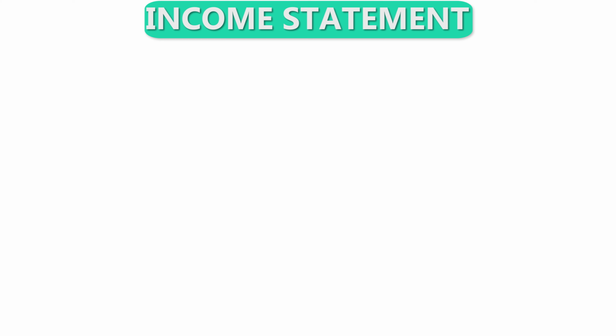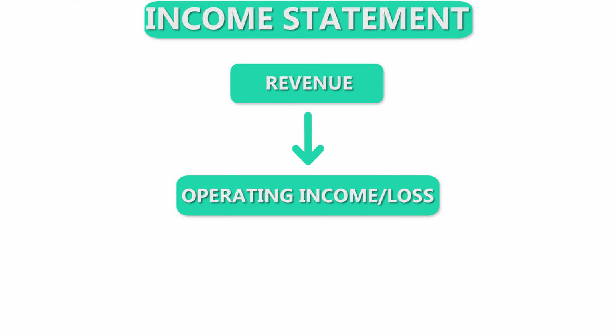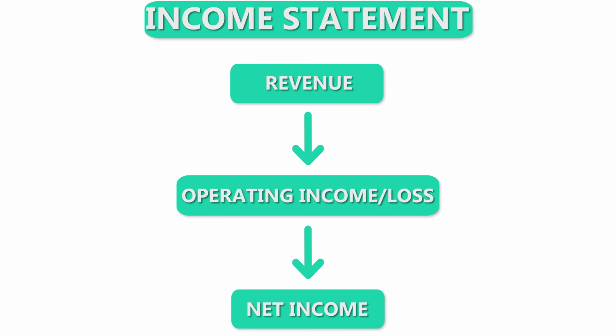So when you take a look at an income statement, it might seem overwhelming at first, but it simply reports a company's financial performance during a specific period of time. So it includes things like revenue, operating income and losses, and the net income. So we'll get into more detail with this. You don't want to miss any of this, so just stay tuned.